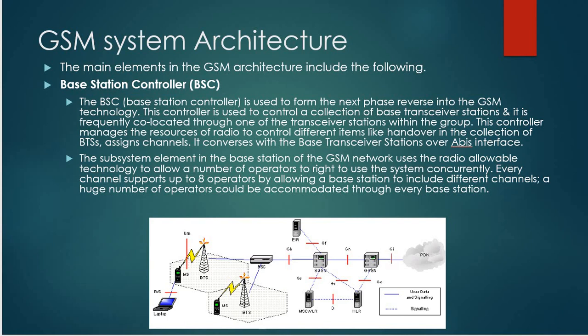So from the tower we have our channel allocations. Okay, frequency channel allocations. From these channel allocations, it can operate 8 users over the base stations. It includes different channels. Okay, a huge number of operators can be accommodated through every base station. So this subsystem manages the allocation of the channels also.